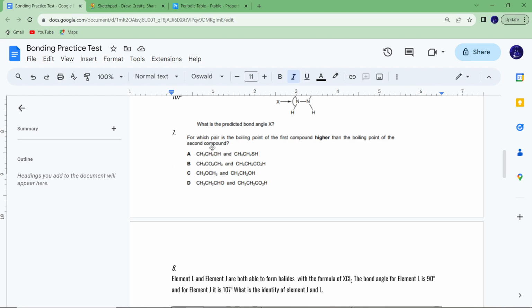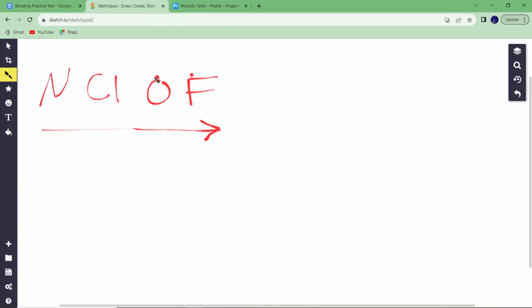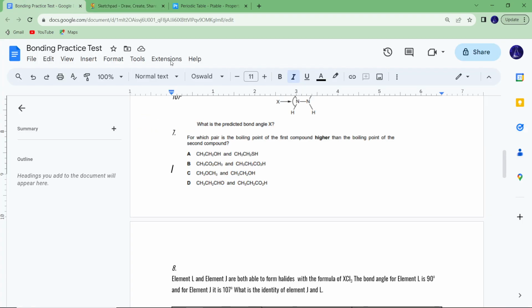Why? It has the oxygen versus the sulfur. Our sketch pad says, hey, if it has oxygen, it's likely going to be polar. This other one is likely going to be non-polar. Therefore, A will be our answer. Okay? And we could go through and see what would happen with all these other ones, just to double check.